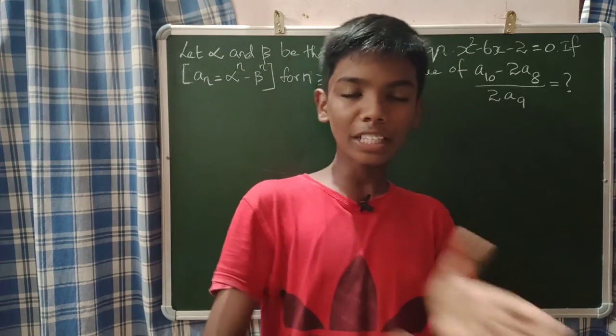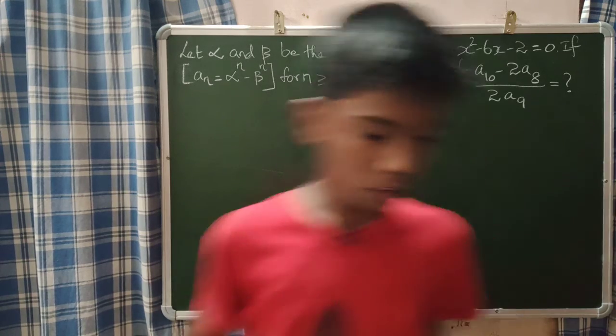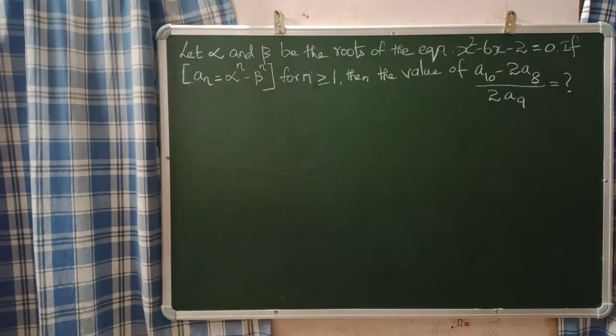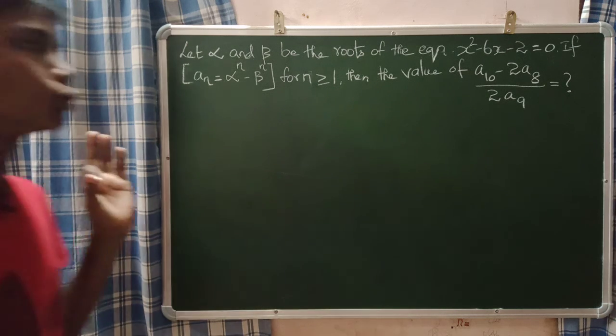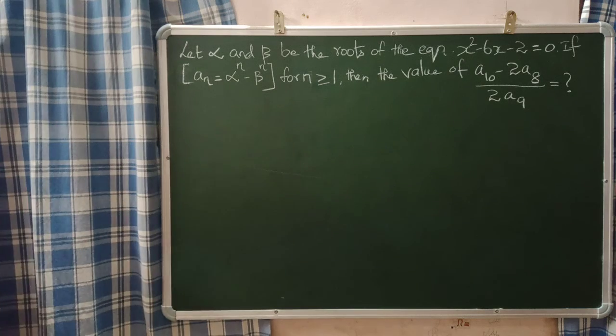We are going to solve one JEE Mains quadratic equation question. The question is: let alpha and beta be the roots of the equation x square minus 6x minus 2 is equal to 0. If an is equal to alpha to the power of n minus beta to the power of n, for all n greater than or equal to 1, then the value of (a10 minus 2a8) divided by 2a9 is equal to what?